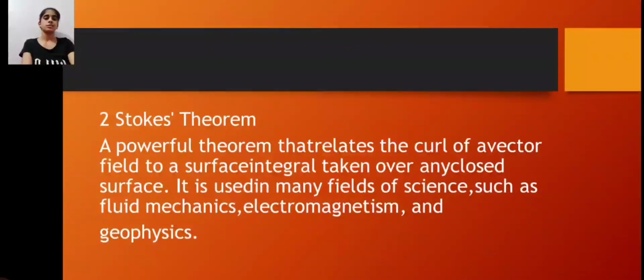Then the next theorem is Stokes' theorem, a powerful theorem that relates the curl of a vector field to a surface integral taken over any closed surface. It is used in many fields of science such as fluid mechanics, electromagnetism, and geophysics.